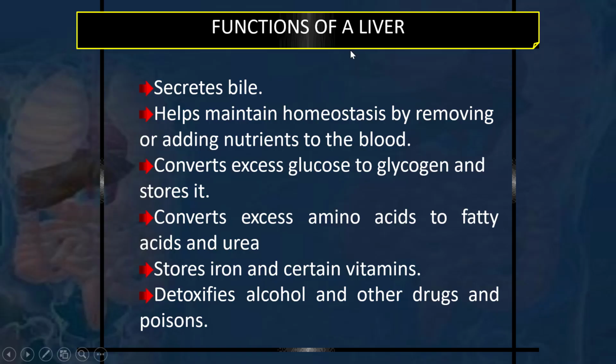So what are the major functions? Apart from secreting bile, the liver helps in maintaining homeostasis by removing or adding nutrients to the blood, converts excess glucose to glycogen and stores it, converts excess amino acids to fatty acids and urea, and stores iron and certain vitamins also, and it detoxifies alcohol and other drugs and poisons.